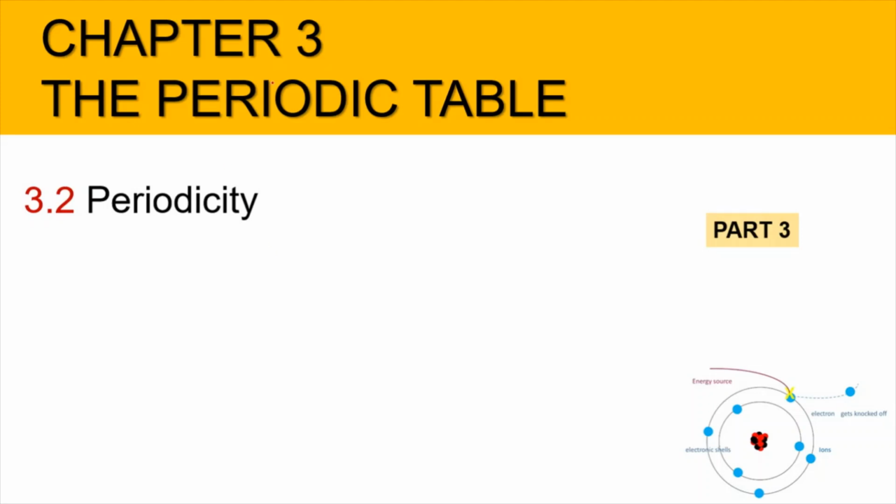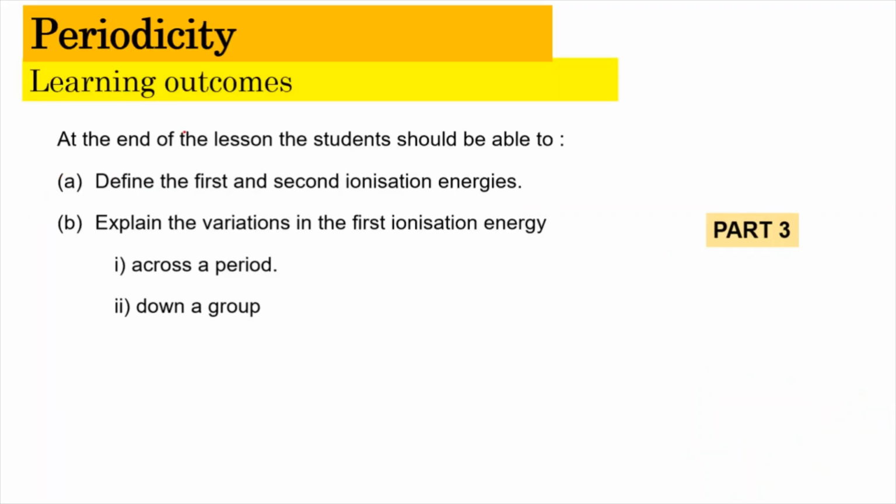So now we are in chapter 3, the periodic table. And now we're going to focus on the subtopic of 3.2 periodicity, part 3 of the video. So in this video, we're going to learn about the definition of the first and second ionization energy. Next, we're going to explain the variation in the first ionization energy across a period and down the group. So the period that we're going to focus on is period 2 as well as period 3.